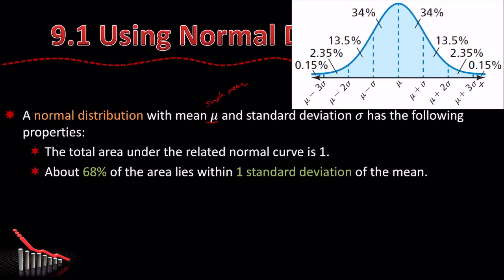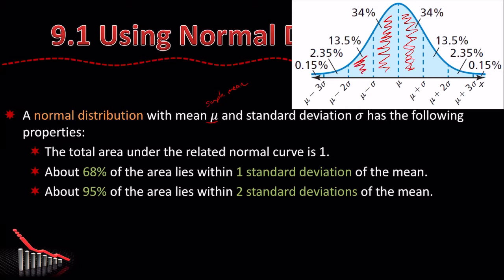68% of the area is within 1 standard deviation. So the mean is the middle. That's the area between the mean and 1 standard deviation, and there's the area between the mean and minus 1 standard deviation. So 68% of the data is in the area shaded.